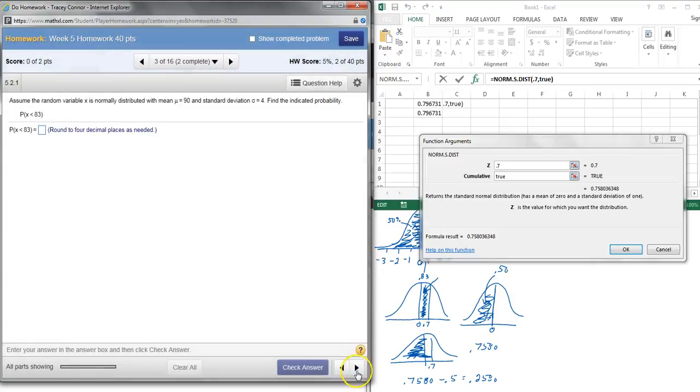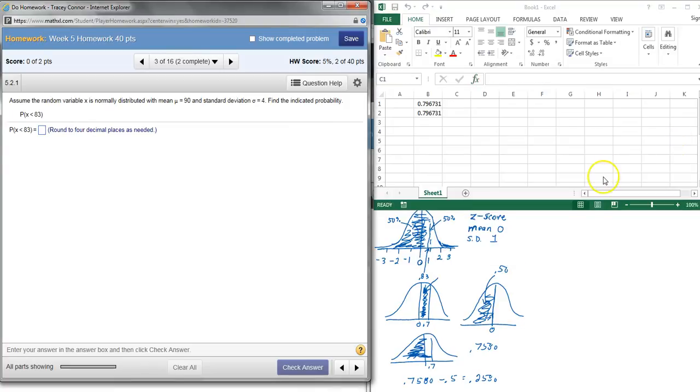So let's see if we have another one here. Okay, so now we're switching off the standard normal to having a mean and a standard deviation, and we're looking to see the probability of being less than a value of 83, given our mean is 90 and given a standard deviation of 4. Okay, so if we go back here, again I always recommend drawing your normal distribution.